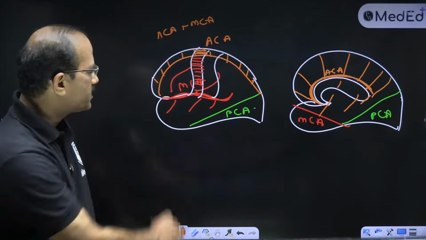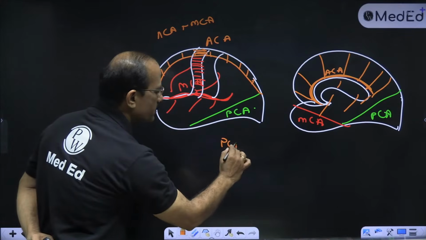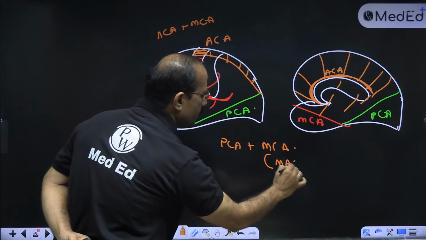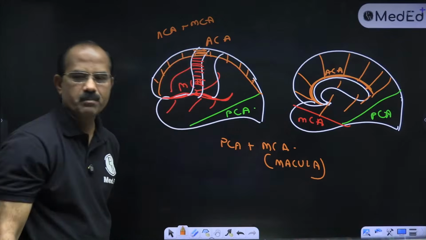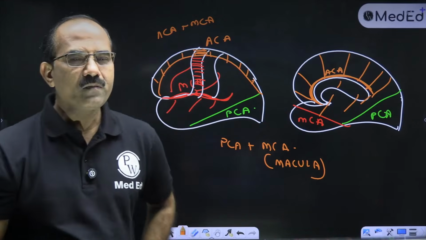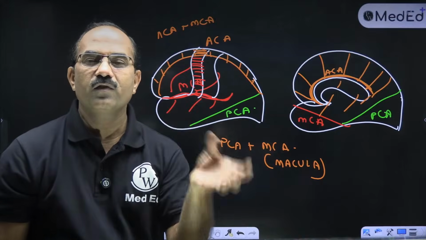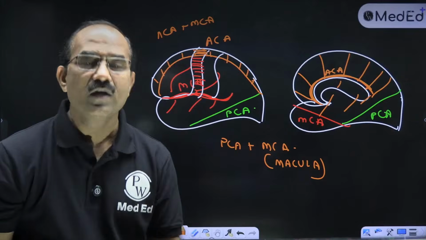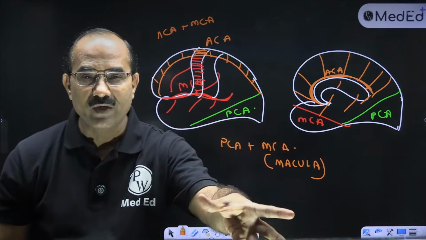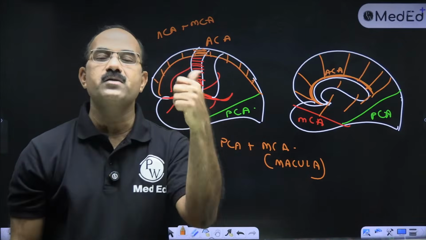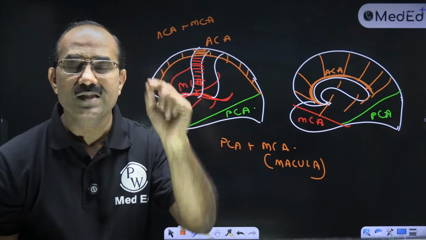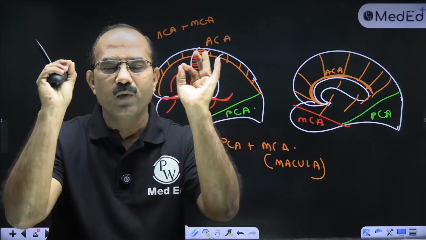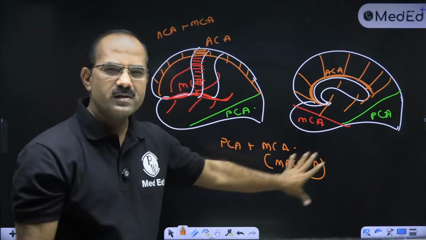Blood supply of the occipital lobe. Can anyone tell me? Blood supply of the occipital lobe is posterior cerebral plus middle cerebral artery. The middle cerebral artery supplies the macula. Macula is an area of fine vision. Normally, if blood supply of the occipital lobe is asked, students write posterior cerebral artery, but it is supplied by two arteries. Perfect. So just remember this much you have to write.